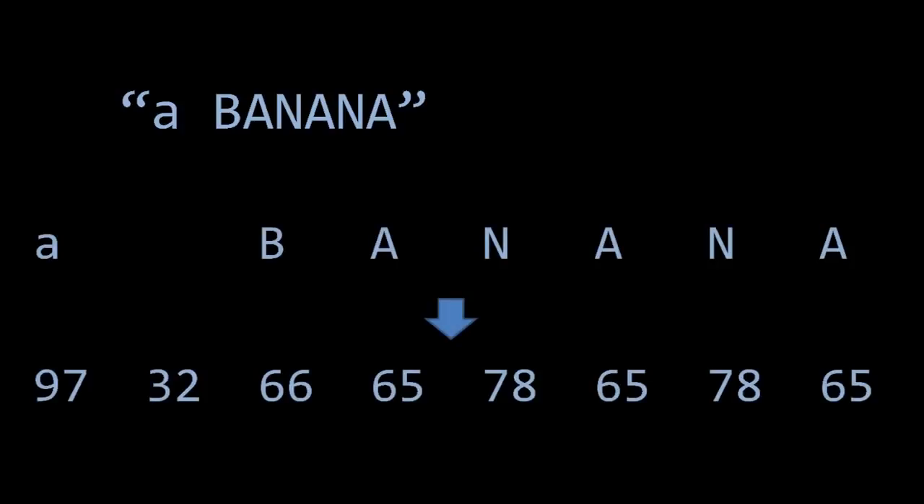I need to arbitrarily assign to each of these a unique number. And so, supposing I assign to lowercase a the number 97, to space the number 32, to capital B the number 66, to capital A the number 65, and then to capital N the number 78, this is how I would represent this text in numbers. I would represent it as 97, 32, 66, 65, 78, 65, 78, 65.